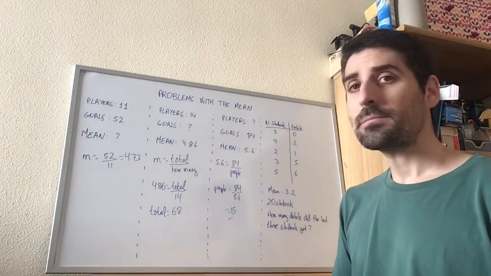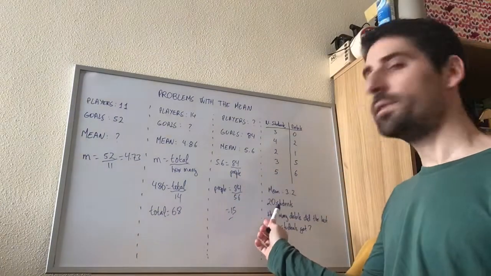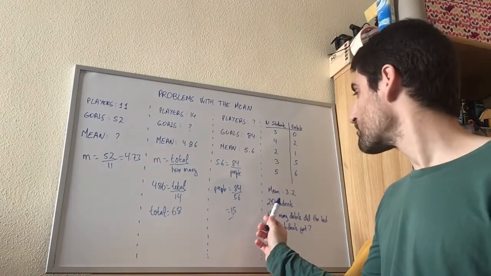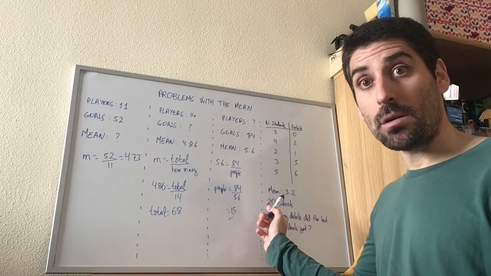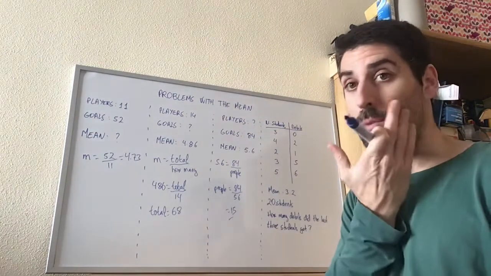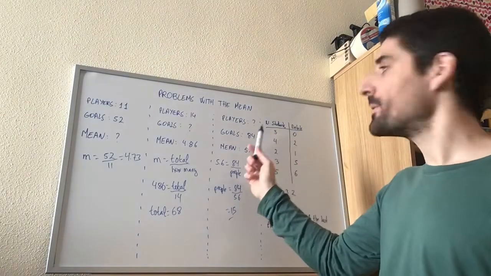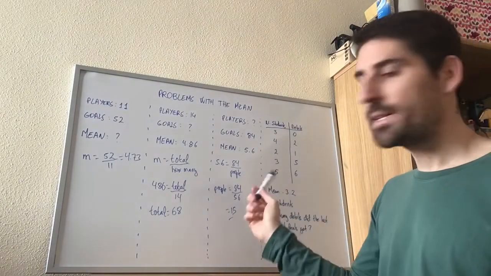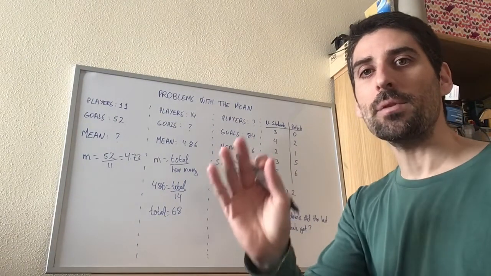So this is the information they give me. I've got 20 students in a class. The mean number of debits that they got between all 20 of them is 3.2. They tell me that 3 students got 0 debits, 4 students got 2 debits, 2 students got 1 debit, etc., etc. How many debits did the last 3 students get?